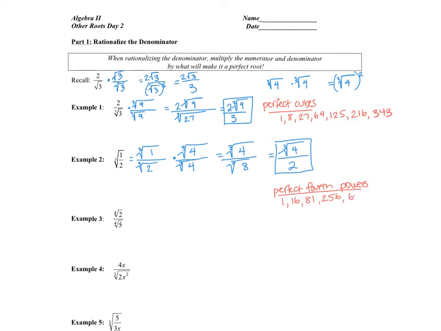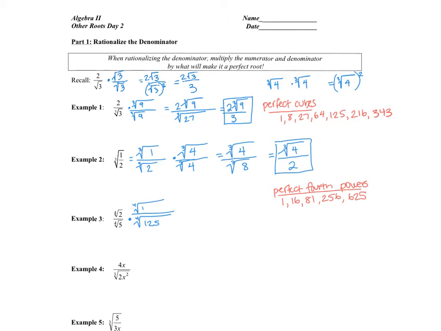Okay, so we have the 4th root of 5. 5 is not a perfect fourth power. Any number times itself 4 times is not going to give us 5. So our goal right now is to rationalize the denominator. We need to think about that list. What number here does 5 go into evenly? 5 goes into 625 evenly. 5 times 125 will give us that 625. So we're going to multiply the numerator and the denominator by the fourth root of 125.